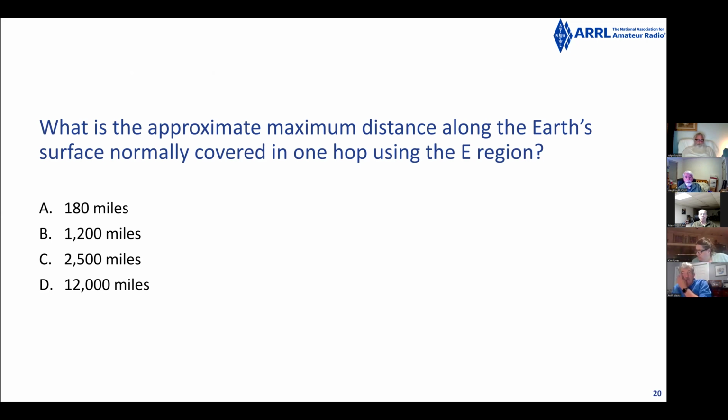What's the approximate maximum distance along the Earth's surface using the E region? Same choice of answers. Yeah, that one's 1,200. That's B, right. It's only about half as far as through the F layer because the E layer is lower and the geometry is different.